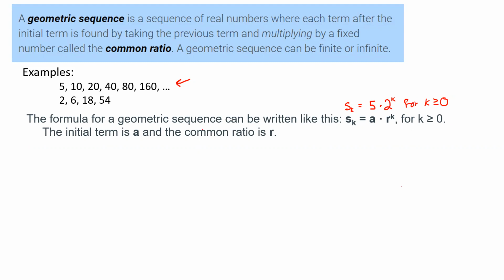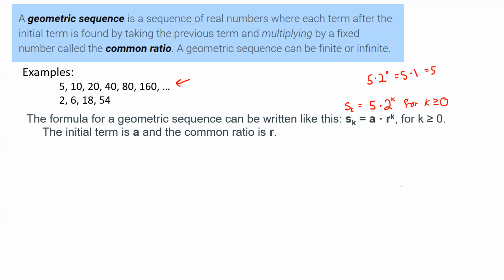Let's see if we get this thing over here to the right. When k is equal to 0, we have 5 times 2 to the 0th. 2 to the 0th power is just 1, right? 5 times 2 to the 0th power is 5 times 1, which is equal to 5. So we get that first term here.